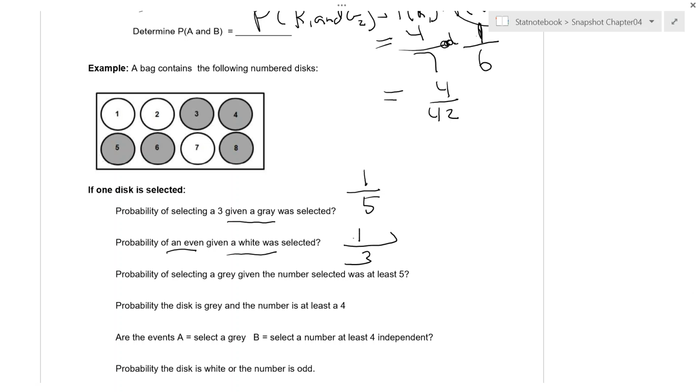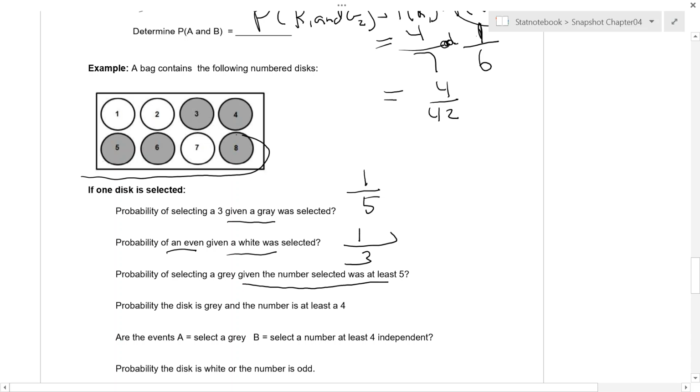Again, just going over this conditional probability stuff. I'm given the number selected was at least a 5. So I'm looking at, I'll circle these, at least a 5. That's my world. How many of them are gray? 3. How many do they have? 4.